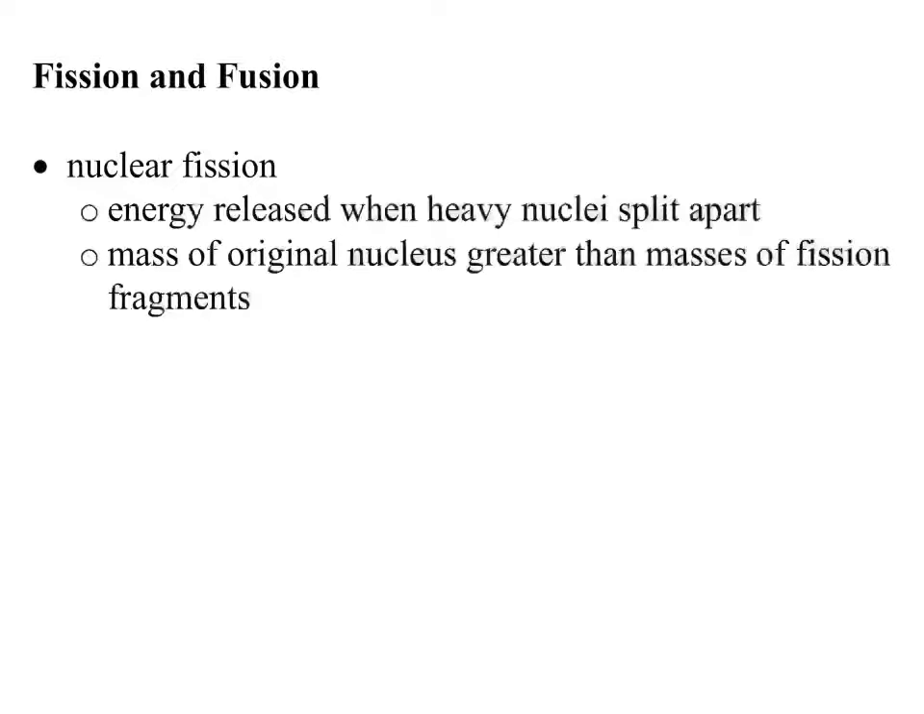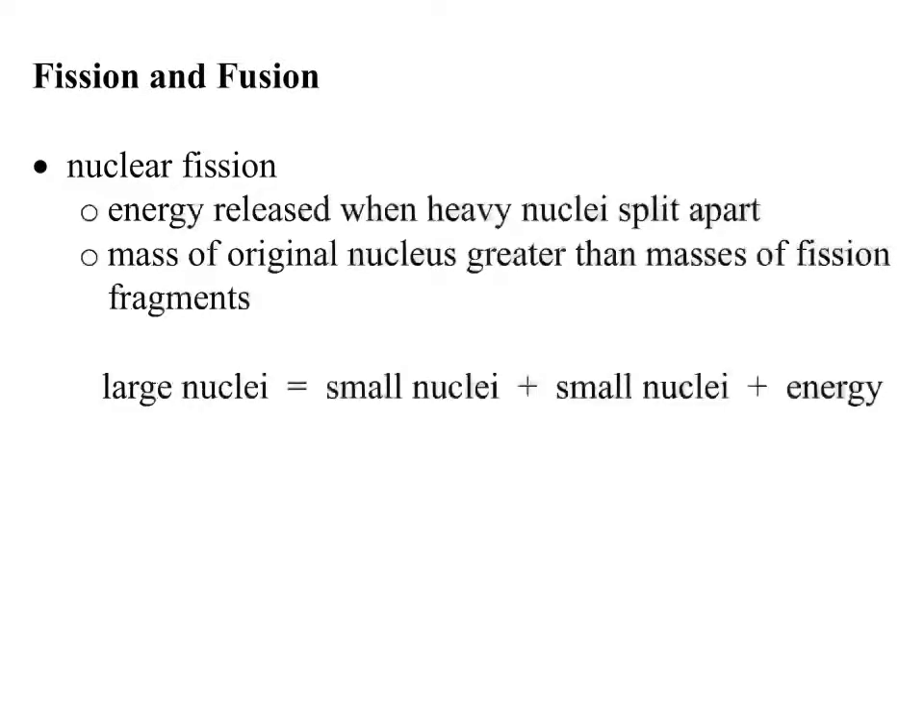So this is kind of like binding energy, but slightly different, right? So that was more specifically how a nucleus is together. What's the difference between its individual nucleons and its nucleus? Here, when we have one nucleus, that mass is actually greater than the masses of fission fragments. So this is actually different, because when you have fission, you have energy being let off because you are forcing this nucleus apart. Okay, so if I have a large nucleus that undergoes fission, then we have two small nuclei plus a bunch of energy being let off.